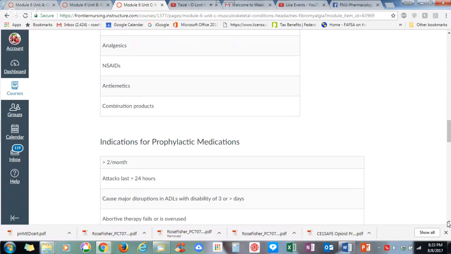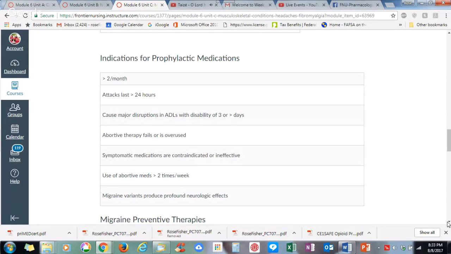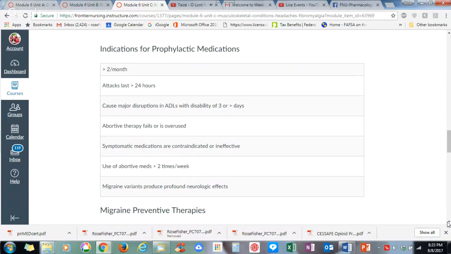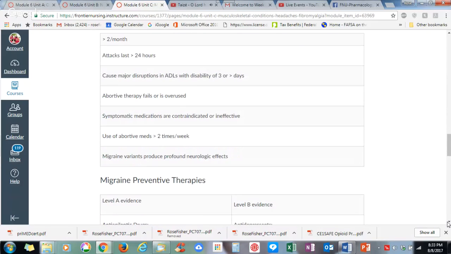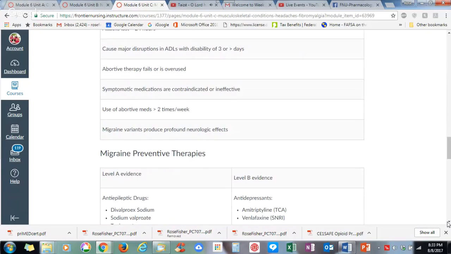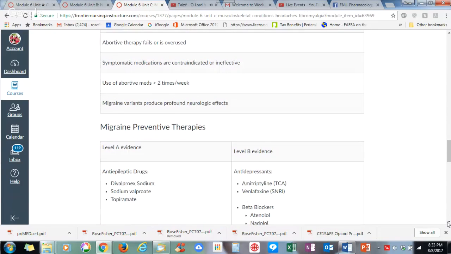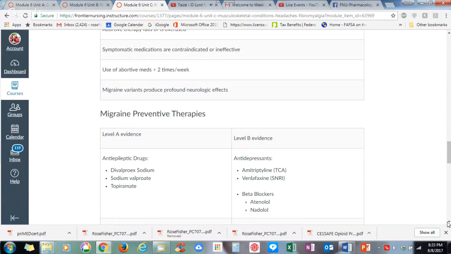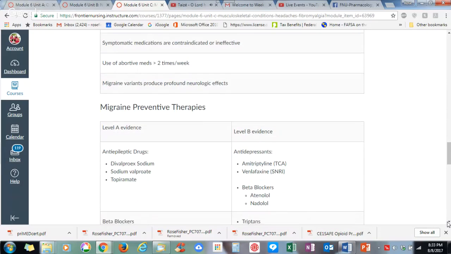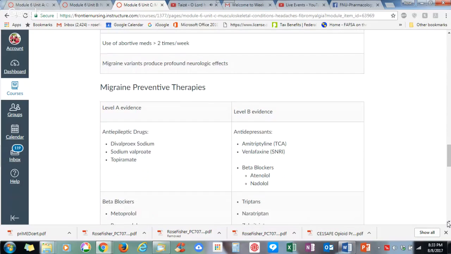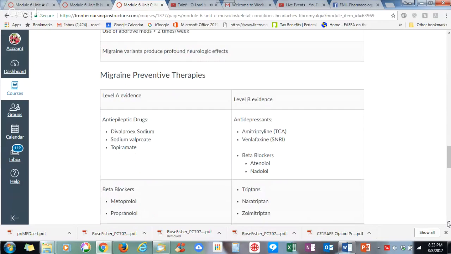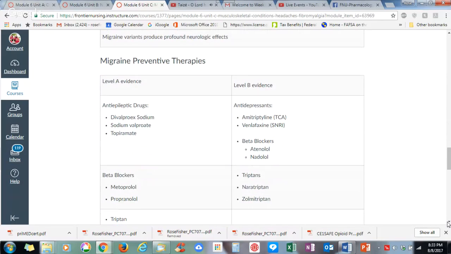Indications for prophylactic medications: if they last for greater than 2 months, if attacks last greater than 24 hours, if they cause major disruption in ADLs and disability of 3 or greater days, if abortive therapy fails or is overused, or symptomatic medications are contraindicated or ineffective. Use of abortive meds greater than 2 times a week. Migraine variants produce profound neurologic effects.